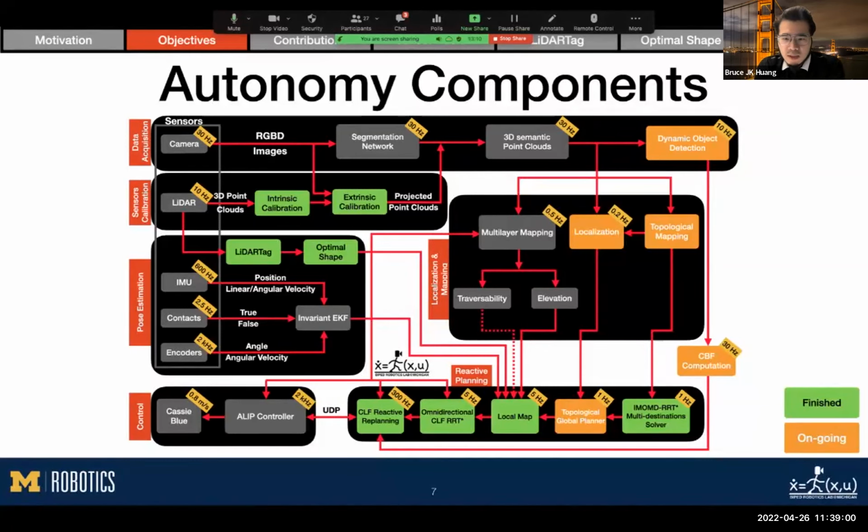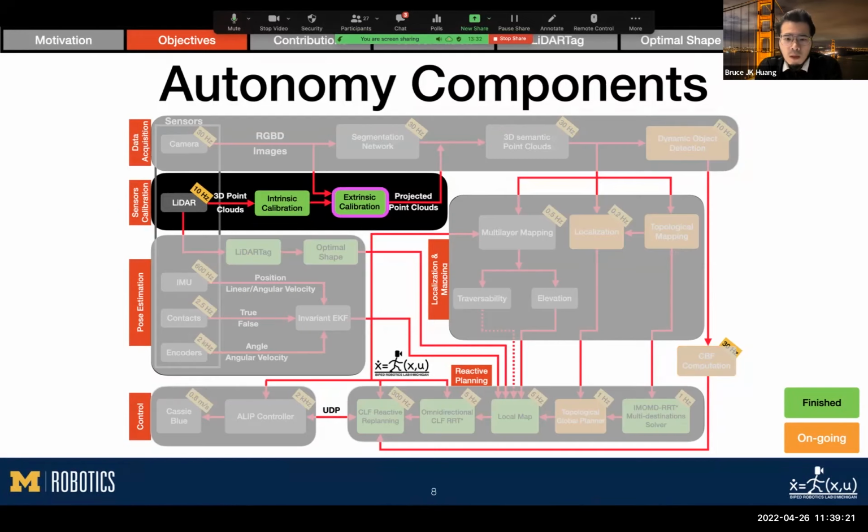So these are the key components to complete autonomy experiments. In fact, this is the system that we built for Cassie. It is indeed a huge system, so I'm certainly not going to address all of these in one dissertation. The green color indicates the components that I finished, and the orange is the work that I'm currently working on. I will use a pink color to show which component I'm currently talking about so that you don't feel too overwhelmed. Like here, I'm showing the extrinsic calibration block.